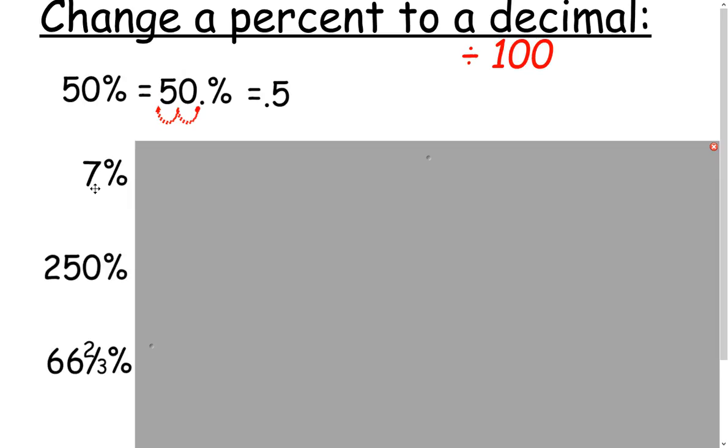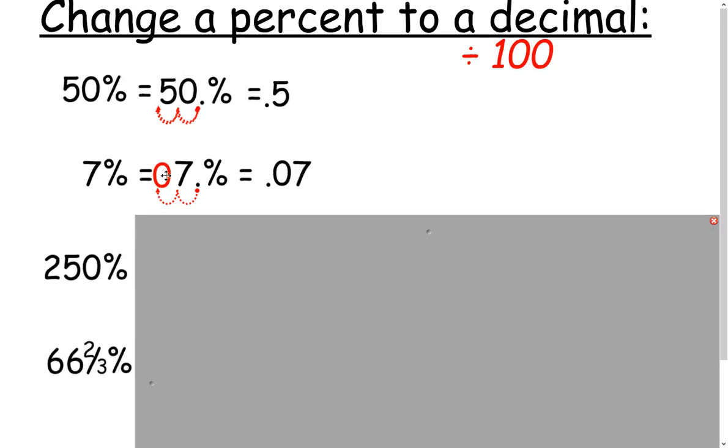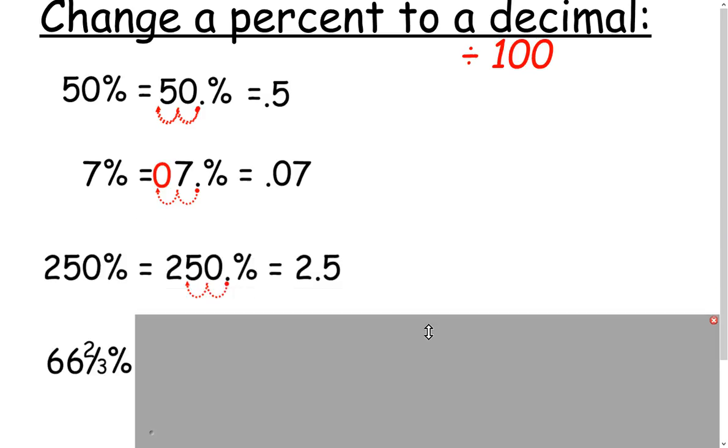So look at 7. There's no decimal place. It's at the end, the furthest right. Move it over 2 places. And when you do, you'll see that there was a space here. We need to placehold with a 0. And I get 0.07. For 250, move the decimal place over 2, and I get 2.5.